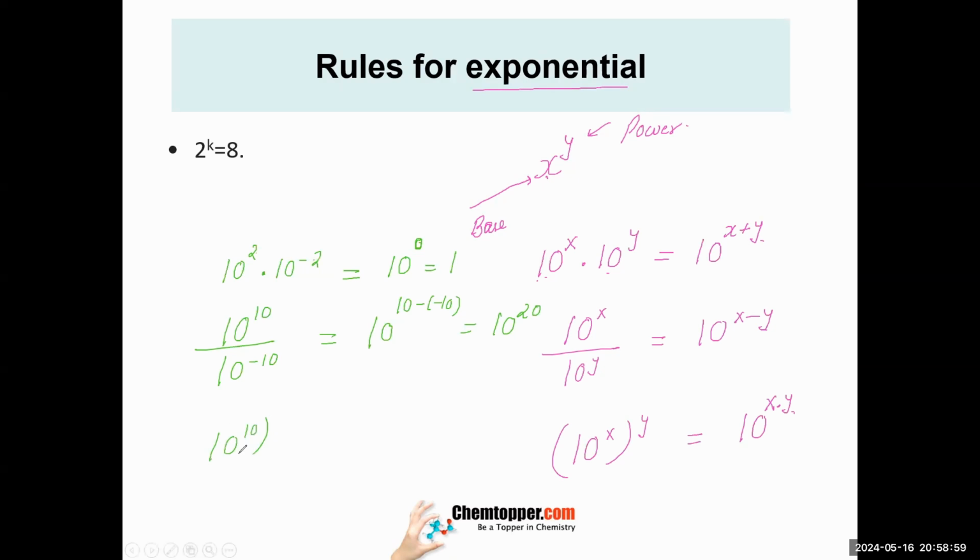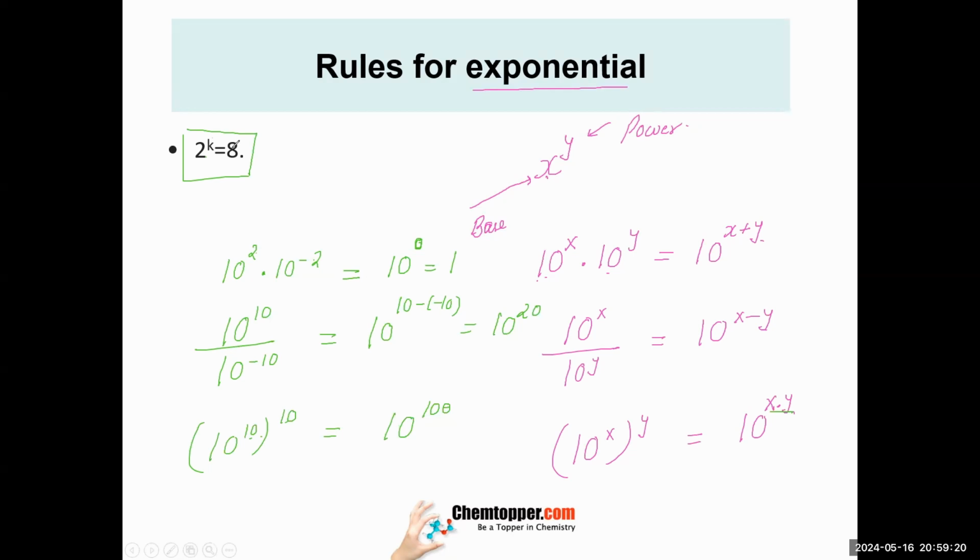10 raised to power 10 raised to power 10. What's the answer? 10 raised to power 10 and 10 will get multiplied. 100. Then this kind of mathematics is also very important.